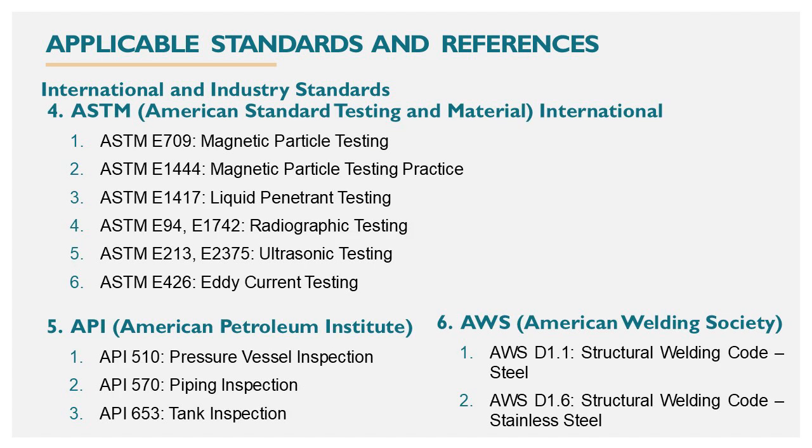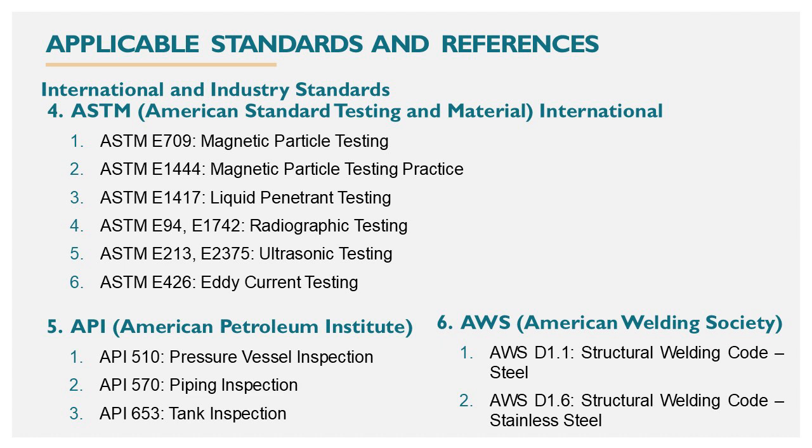Number 4, ASTM International, or American Society for Testing and Materials, includes ASTM E709 for magnetic particle testing, ASTM E1444 for magnetic particle testing practice, ASTM E1417 for liquid penetrant testing, ASTM E94 and E1742 for radiographic testing, ASTM E213 and E2375 for ultrasonic testing, and ASTM E426 for eddy current testing.